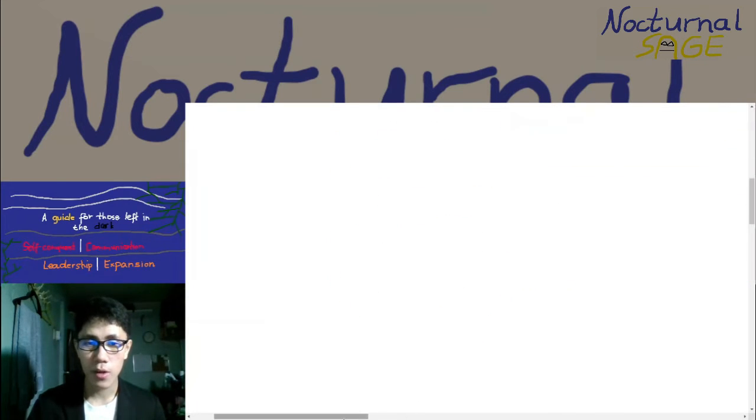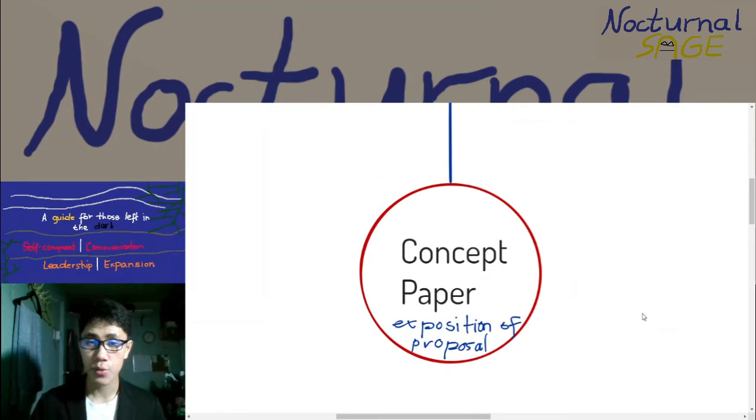Then, when we wrote our concept papers, we learned how to explain our proposals. If we want to convince a certain authority body or person to approve our projects or proposals, we have to show him or her the best case and worst case scenario that would happen if our proposals got approved. It's expository in nature. It's purely relaying information, but with the intent to gain approval.